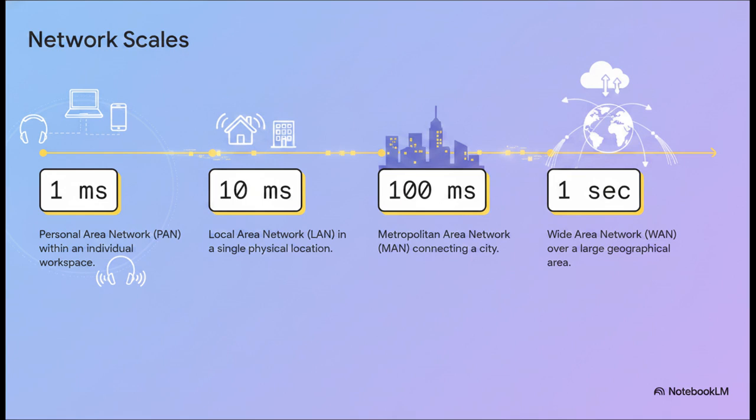If a data packet takes roughly 1 millisecond to travel, you're likely in a PAN, a personal area network. That's your workspace, your laptop talking to your Bluetooth headphones. Step that up to 10 milliseconds, and you're in a LAN, a local area network. Think of your home Wi-Fi or a standard office building. At 100 milliseconds, you're traversing a MAN, a metropolitan area network, connecting multiple buildings across an entire city. And finally, at 1 second or more, you're crossing a WAN, a wide area network. This is the vast telecommunications infrastructure spanning countries and continents. In fact, the internet itself, that is just the ultimate WAN.